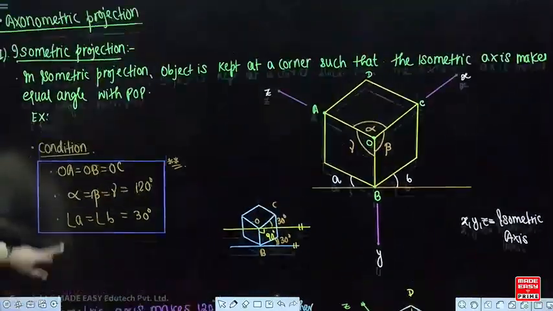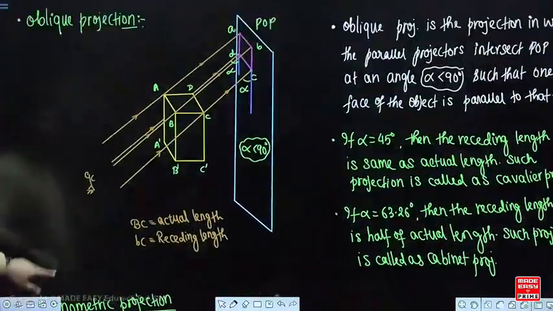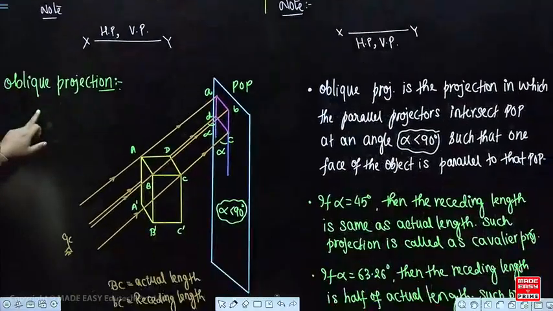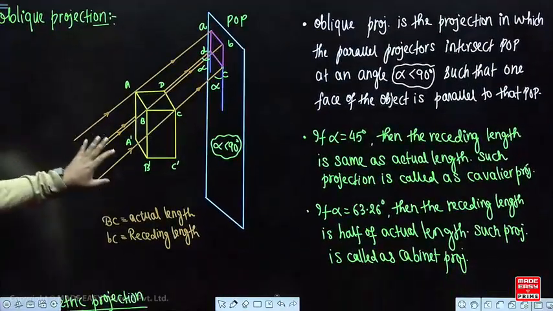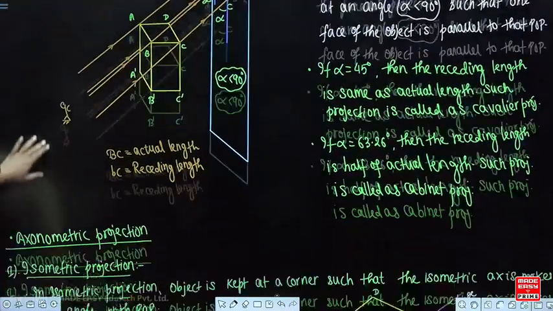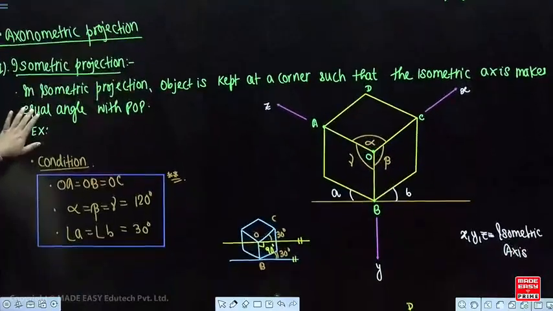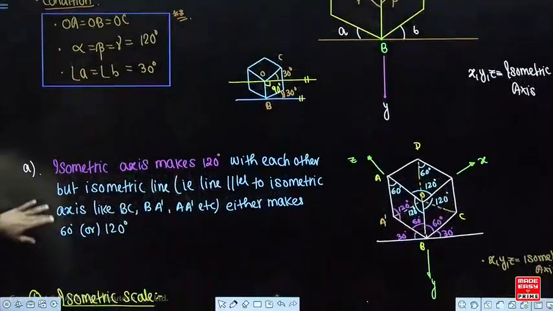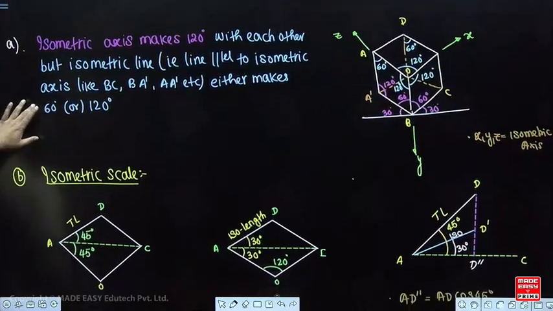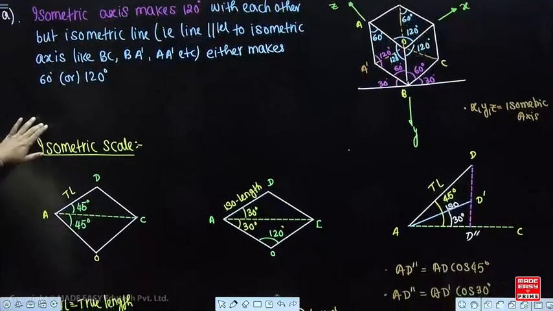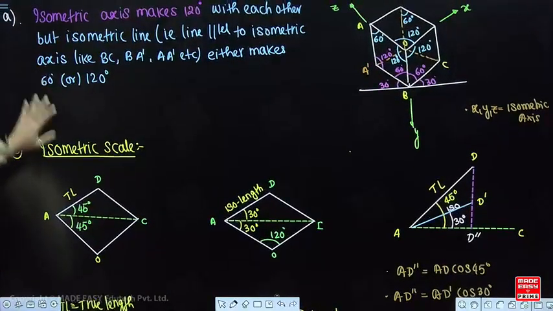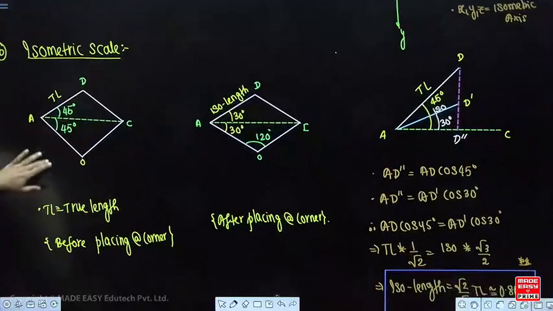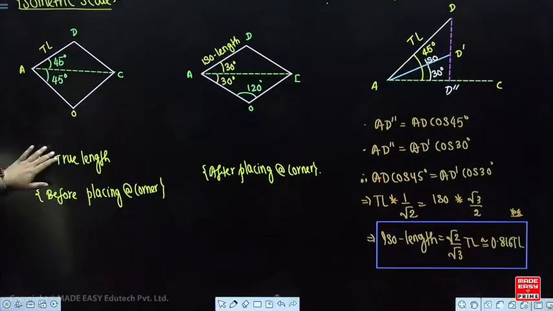So those who are joining late, I will just show you. We have started from oblique projection. This one slide we have completed. This is the second slide that we have completed. This is the third slide almost we are going to complete. So third slide का ये part हो गया and we are doing isometric scale, this one. So we are in the fourth slide.